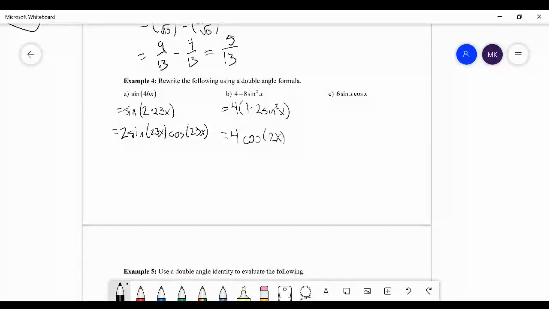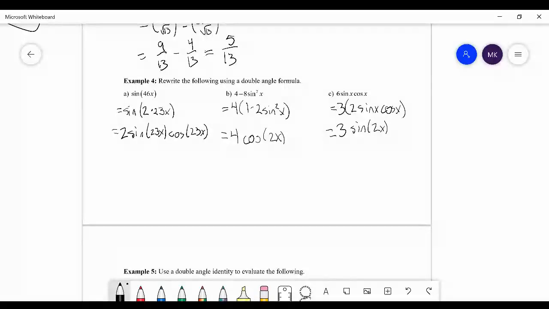Now we look at this last one here. We have 6 sine x times cosine x. The only formula that involves a sine and a cosine that aren't squared is for the sine of a double angle. But that is 2 times sine of x cosine x, and this is 6. That doesn't mean we can't deal with this. How can I change a 6 to a 2? By factoring out 3. If I factor out a 3, I'm left with 2 sine x cosine x, which is exactly sine of 2x.